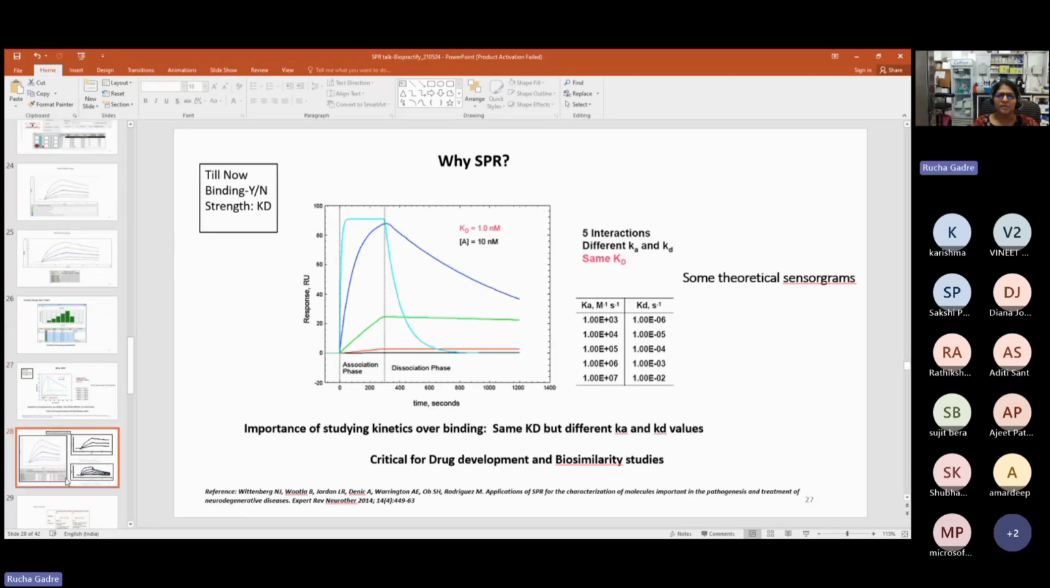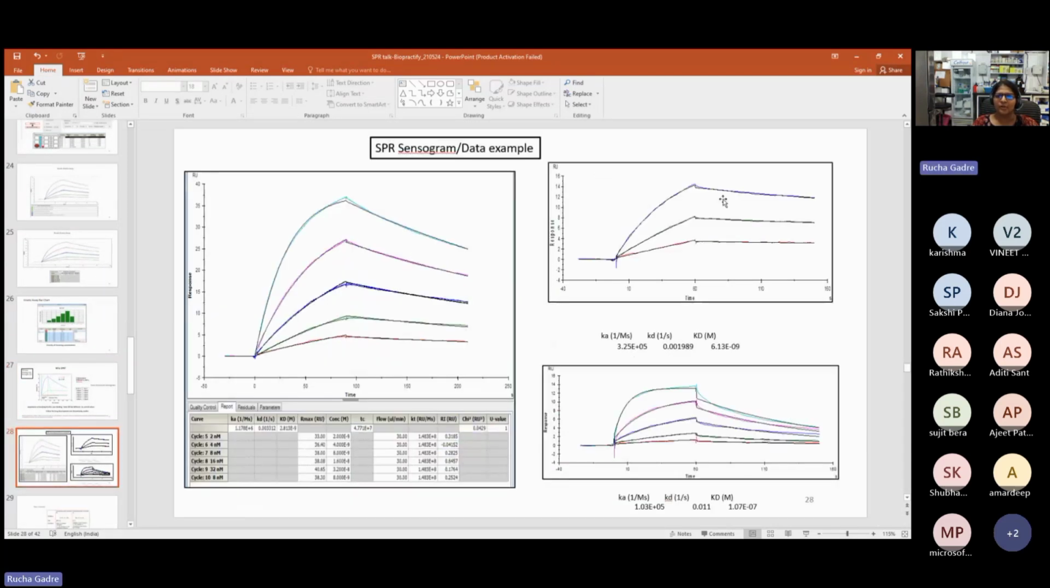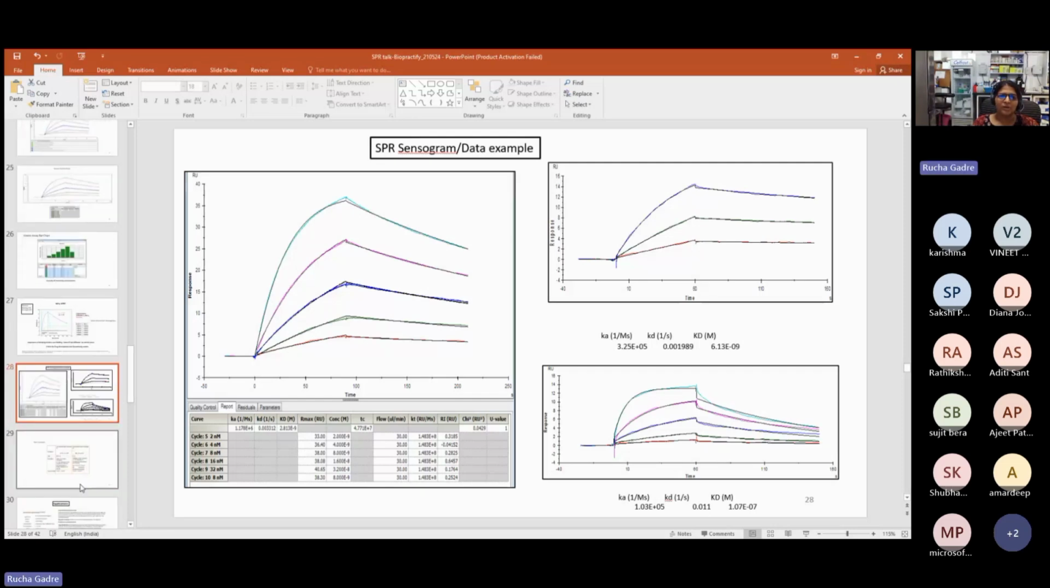I'll show you how different sensograms look. These are association and this is dissociation. You can see there is a difference in the shape of the sensogram. So when we are studying biomolecular interaction, it is important to know the strength, that is Kd. Also, it is important to know the shape of the sensogram. That means it is important to know the k on and k off rate. So this information is very helpful.